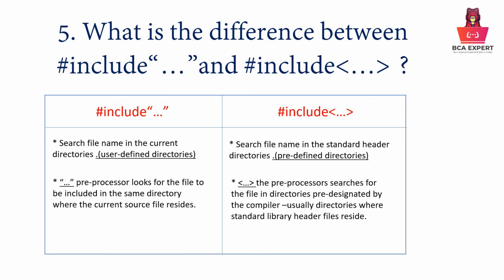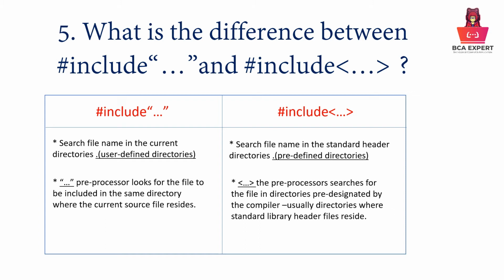Next question, what is the difference between #include with the file name given in quotes, and #include with the file name given in angle brackets? The quoted form searches for the file name in the current directory, which means user-defined directories. The angle bracket form searches predefined directories. With quotes, the preprocessor looks for the file in the same directory where the current source file resides. But with angle brackets, the preprocessor searches for the file in directories pre-designated by the compiler, usually directories where the standard library header files reside.